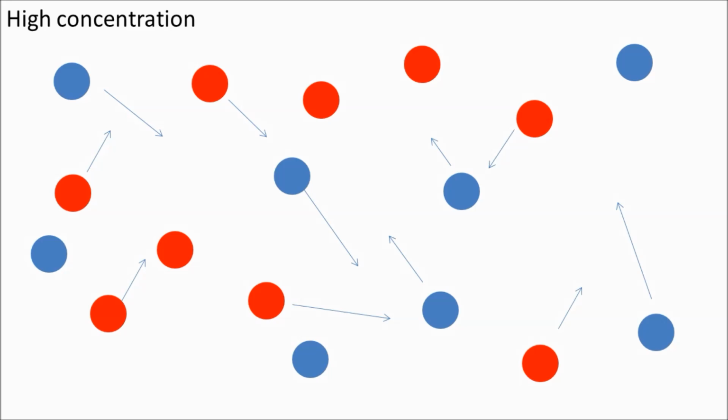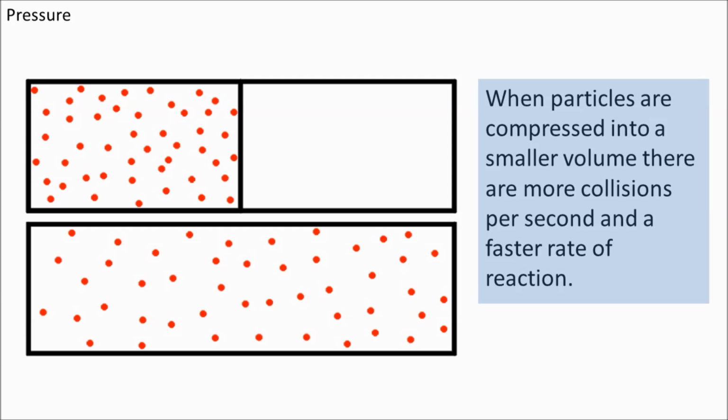You get the same effect if you increase the pressure. In a gas, an increase in pressure squeezes those particles together into a smaller volume, so they collide more, just like with a higher concentration. So, higher pressure equals faster reaction. In, for example, the Haber process, which is a chemical reaction used to make ammonium nitrate fertilizer, they use 200 atmospheres of pressure. So this is used in industry to increase the rate of reaction.